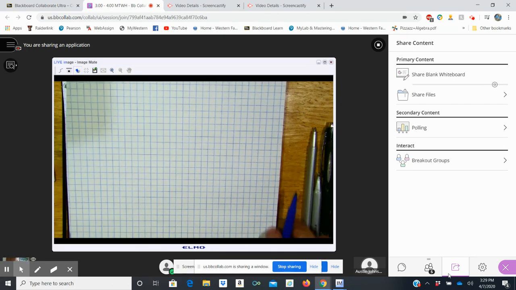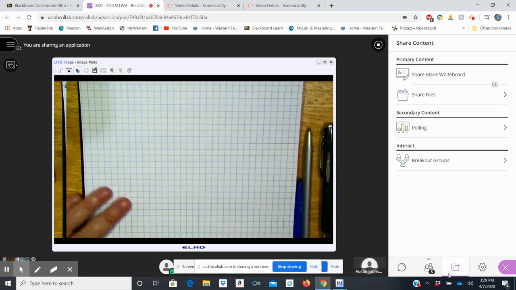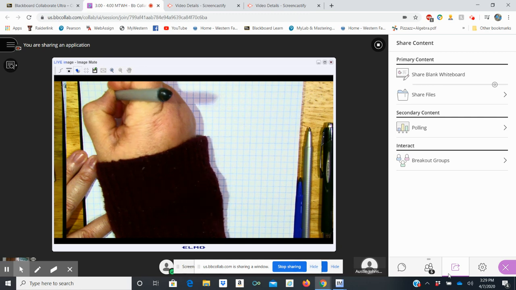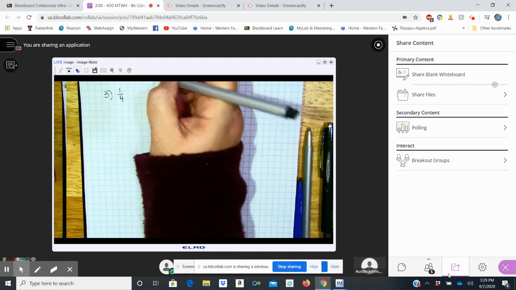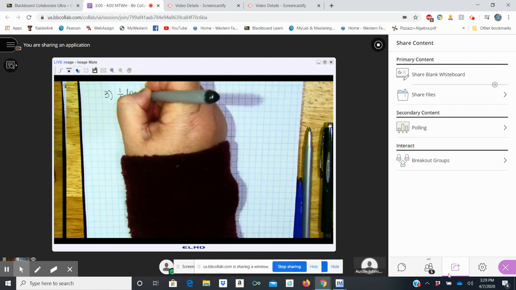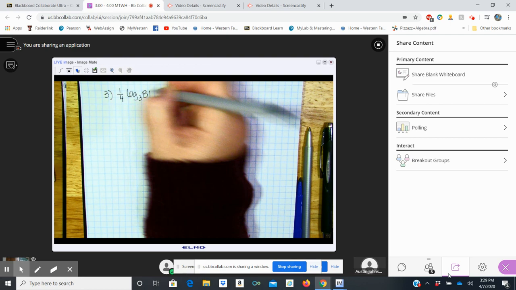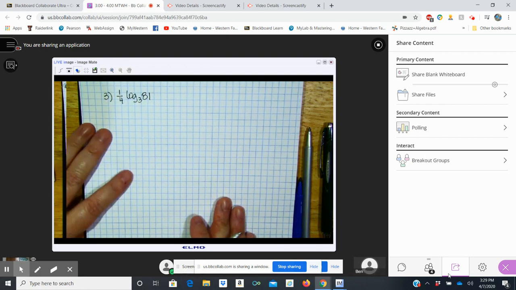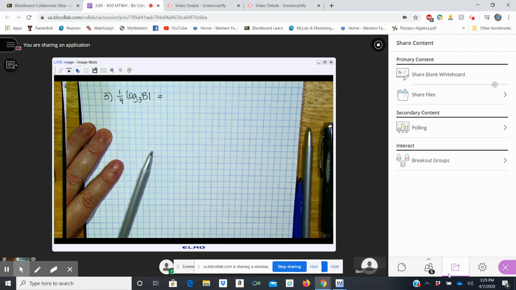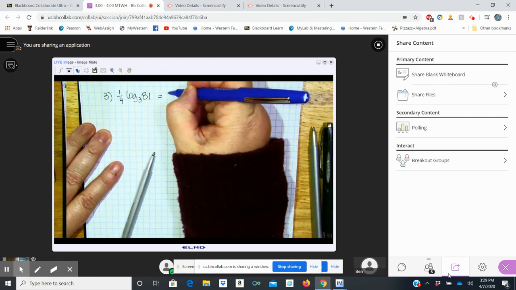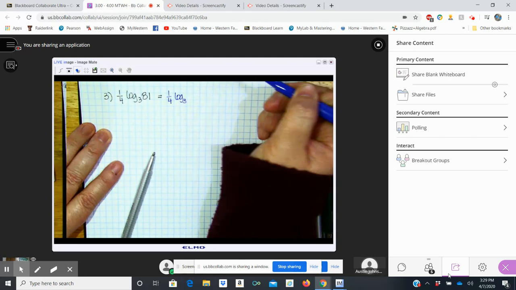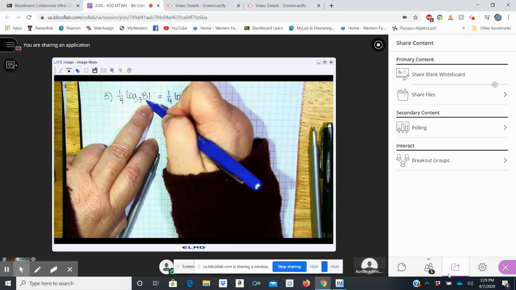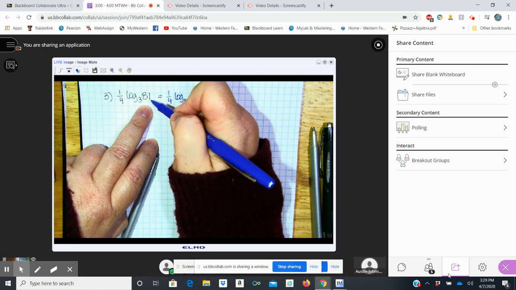Oh, let's keep it going. I got 3 more of these guys. 1/4 log base 3 of 81. I'm going to keep the 1/4. I'm going to keep the log base 3. Now, can I rewrite 81 as 3 to some power?